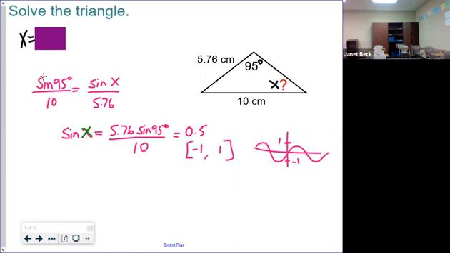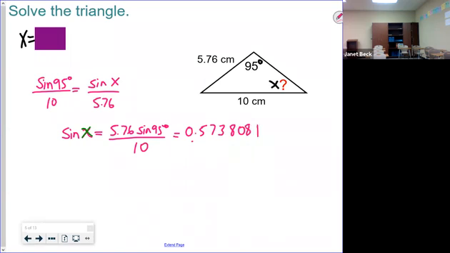You should have got 0.573808. Anyone else get the same as me there? 0.573808146. Okay. Now to find x, you've got to unsign something. How you unsign something is you use the inverse sine function. So use the inverse sine and do not round that.